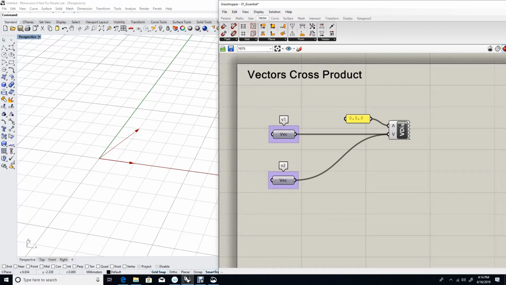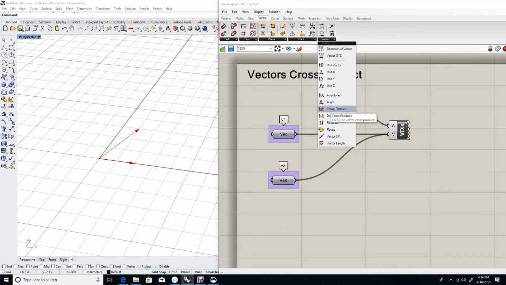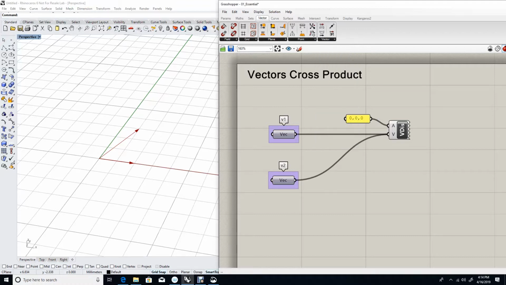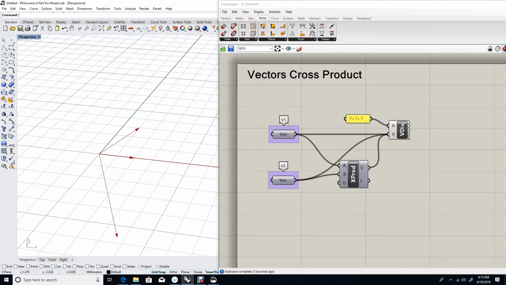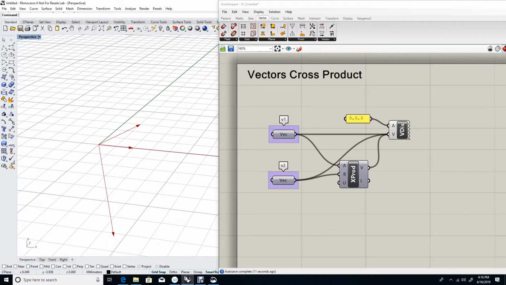Given two input vectors, vector 1 and vector 2, and in this case I anchor them to the origin, you can perform the cross product operation using the Cross Product component under the Vectors tab. Notice that the U input of the Cross Product would unitize the output vector. So now let's input the two vectors to the cross product operation, and the output is a vector V with length equal to 6. Let's feed it to the display. You can see that vector, which is orthogonal to both input vectors.